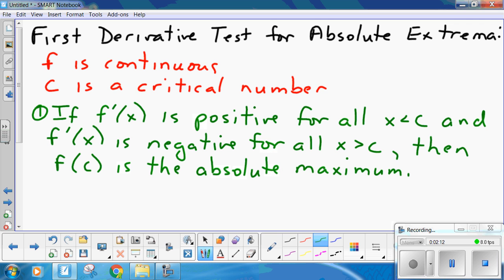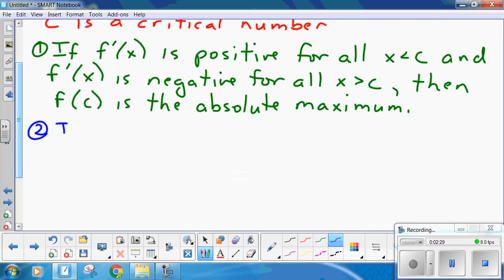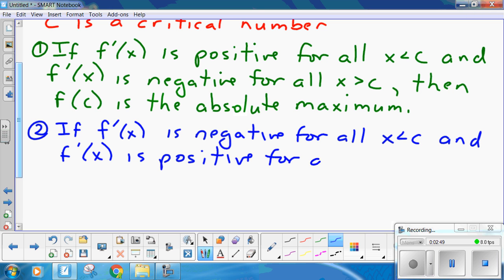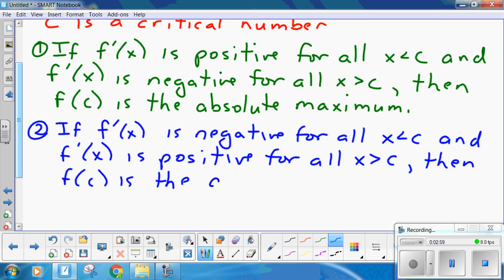So, if f prime of x is positive for all x less than c, and f prime of x is negative for all x greater than c, then f of c is the absolute maximum. Now conversely, if f prime of x is negative and f prime of x is positive, then f of c is the absolute minimum.